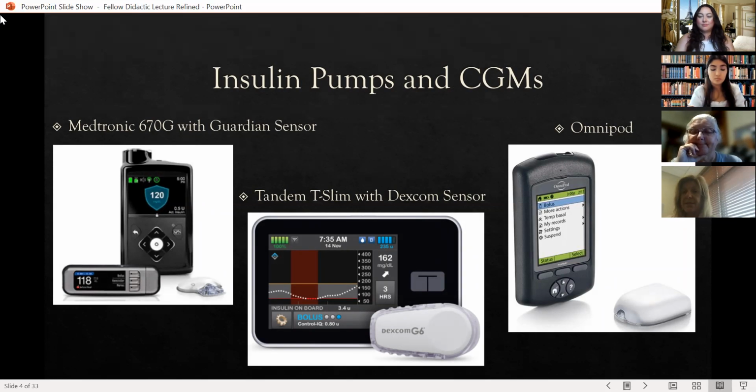Then there is the Tandem T-Slim, and that one works in conjunction with the Dexcom sensor, where you can see it says Dexcom G6. The Tandem T-Slim has a blue touch screen, so it feels a whole lot different. It is much smaller than the Medtronic pump. Both Medtronic and T-Slim have tubing, so that is a big difference. It is connected to the patient, and they do have tubing when they're wearing their pump.